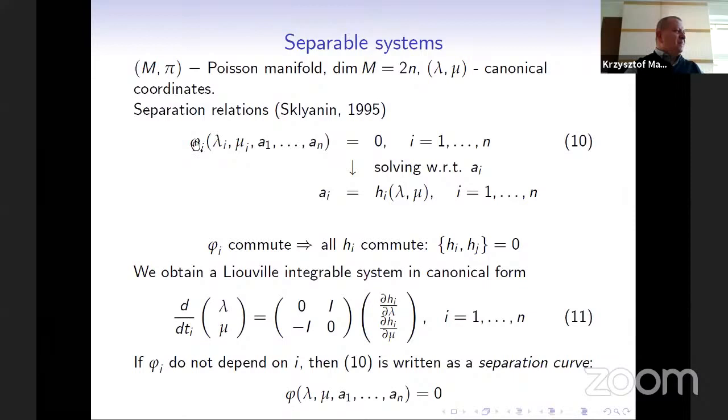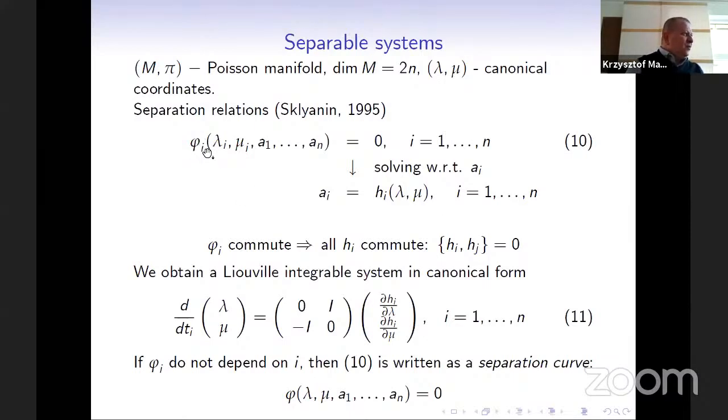If we solve them with respect to these parameters, which is a little bit similar to what we did in the Stäckel transform case, if it's possible, of course, the right-hand sides will be functions of all the variables lambda and all the variables mu, and they will commute. So they will constitute a Liouville integrable system already given in canonical form. So these would be canonical coordinates for the system.